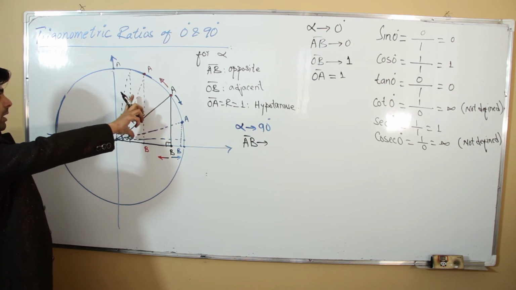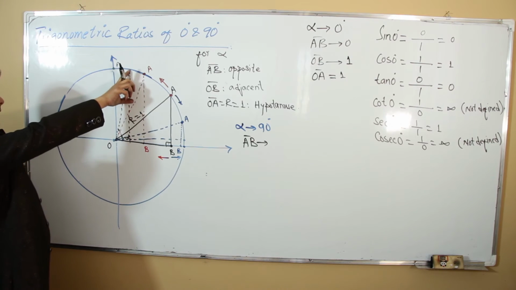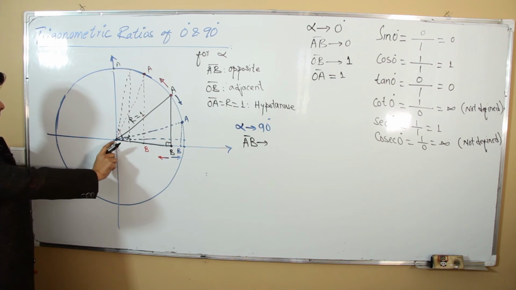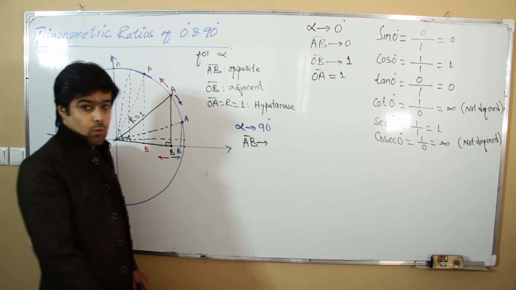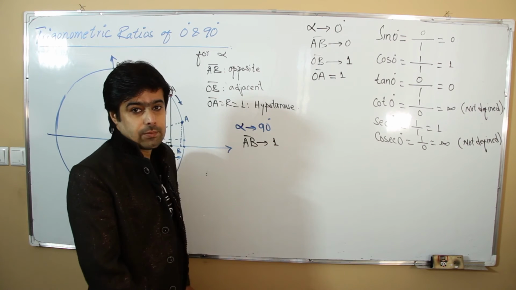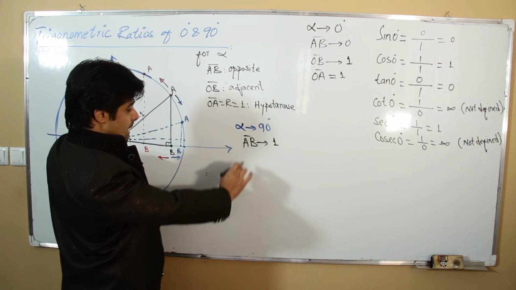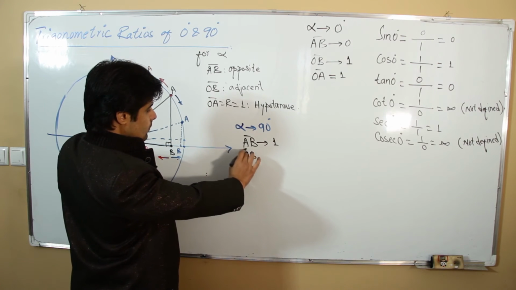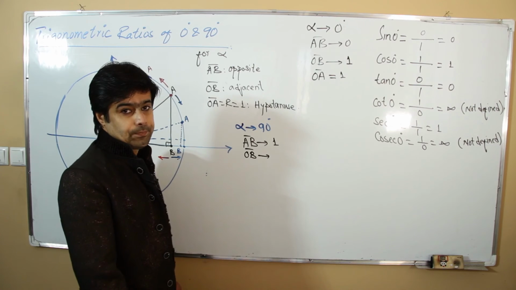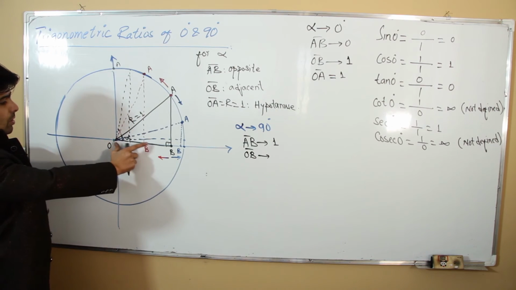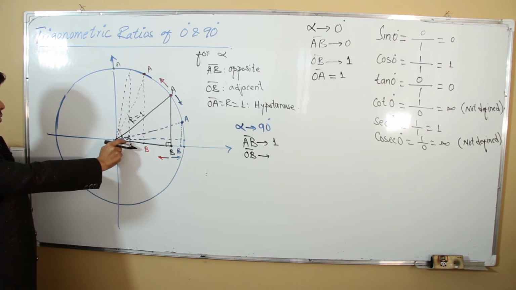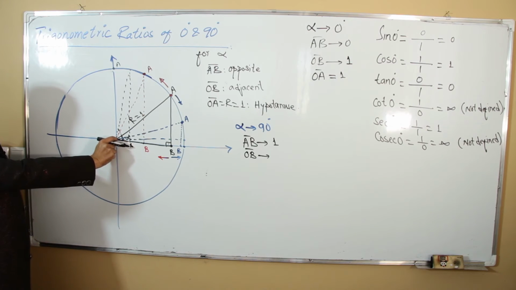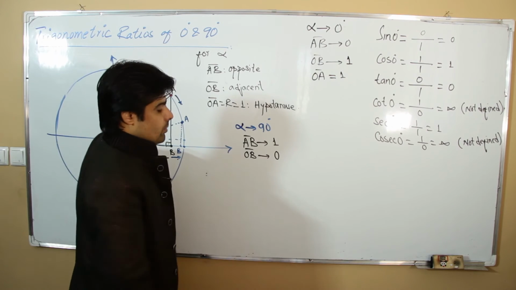Now AB is increasing. A comes to the circumference, B comes to the center. The distance between the center and the circumference is 1, which is the radius. Am I right? Yes. What's happening on OB? This one is your OB. B comes to O, and the distance between O and B is 0.